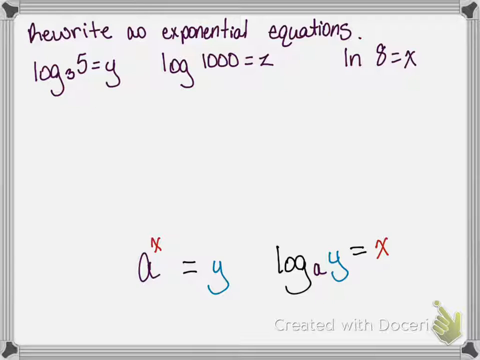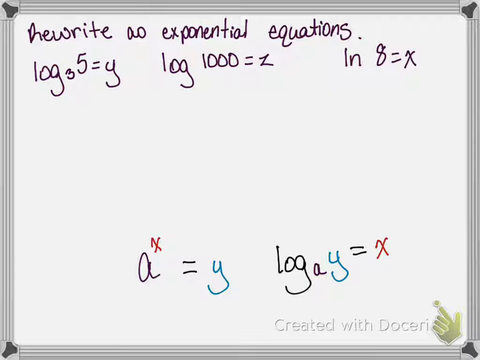Okay, I want you to look down at the bottom. I have a to the x equals y. My a's are the base. My x is the exponent in my exponential equation, so x in a log is equal to x. My y is the answer to the exponential equation. So here's how the y's go. You want to be able to go back and forth. You absolutely want to be able to go back and forth.